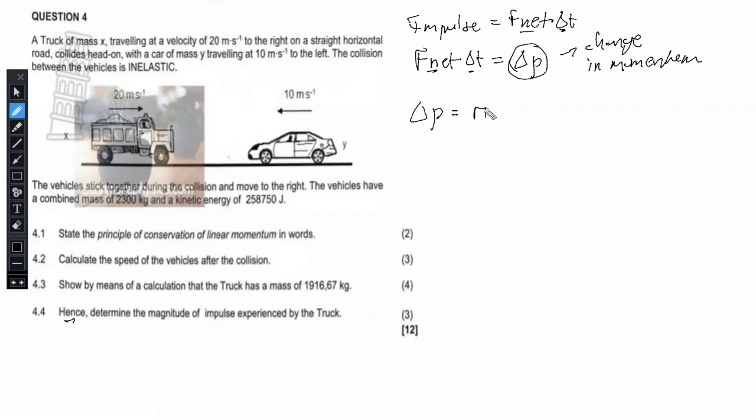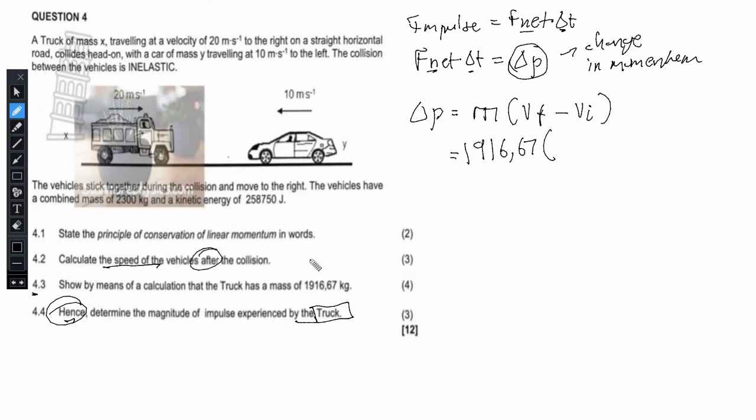So now we have change in p is equals to mass, final velocity minus initial velocity. Our mass is the one experienced by the truck, so it's not combined. So we just got the mass experienced by the truck in 4.3 for the hence part. So 1,916.67, and then our final velocity. Remember, the final velocity is the one that we calculated here, which was the speed of the vehicles after the collision. So we had calculated that one to be equal to what? It was 15, right? And then initially, what's the mass of the truck? We can see it there, 20. So both of them are positive because it was still going to the right.